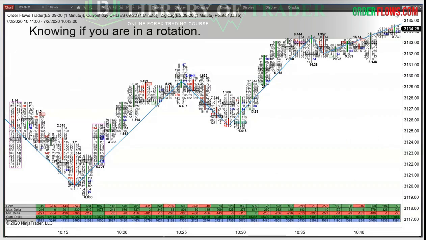How to determine if you're in a rotation? Again, watch the order flow. Okay, we got a nice rotation up from 31.20 all the way up to the 29.30 area. Then you pull back here. So is this going to be your swing high? Is the market going to start selling off again? Or are we going to rotate and go higher? Well, the market starts selling off.